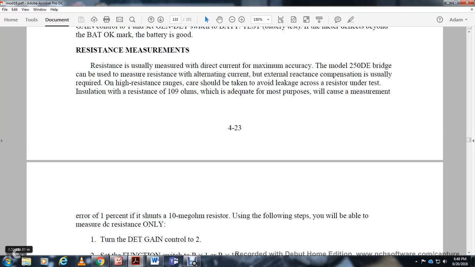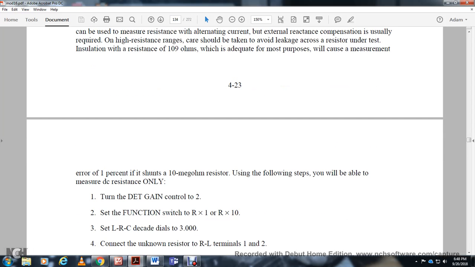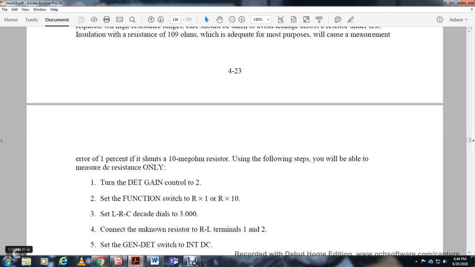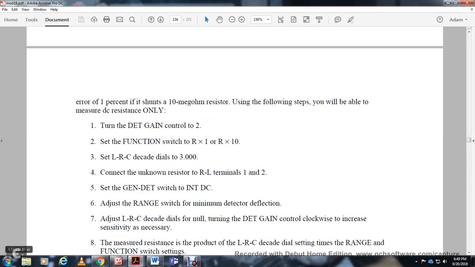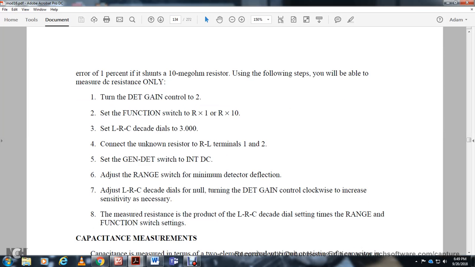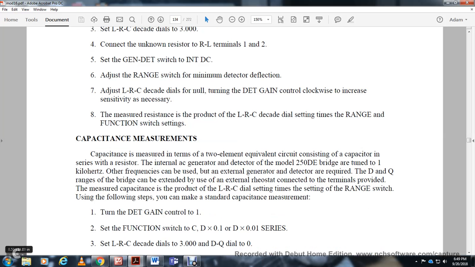With the following steps you will be able to measure DC resistance. Set the DET gain control and the two function switches to R times 1 and R times 2, so the LRC decade dials of 3000 connect the unknown resistor or inductor to terminals 1 and 2. Set the generator detector switch to internal and intermediate DC, and adjust the range switch for the medium detector deflection. Null the inductor resistor capacitor decade dials; turning the detector gain control clockwise increases sensitivity as necessary. Measure the resistance as the product of the LRC decade dial setting with the range and function switch settings.